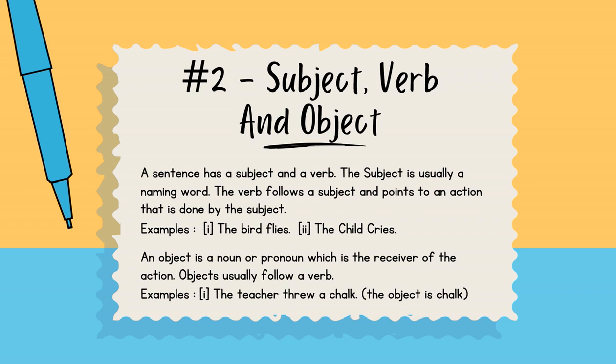An object is a noun or pronoun which is the receiver of the action. Objects usually follow a verb. Examples: the teacher threw a chalk. The object is chalk.